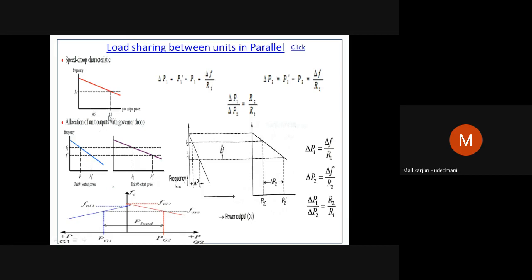Say delta PL. If delta PL is delta P1 plus delta P2, then what is delta P1? This is the shift. What is delta P2? This is the shift that is shown here. So on this curve: delta P1, delta P2, original power set point, revised power set point, P1 dash, P2 dash, like that.